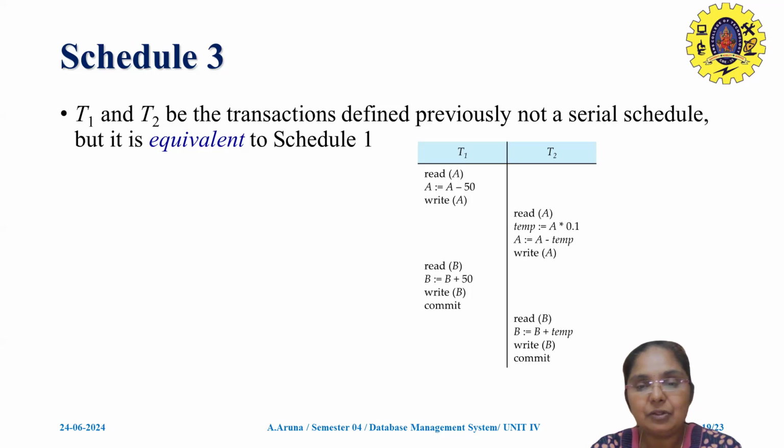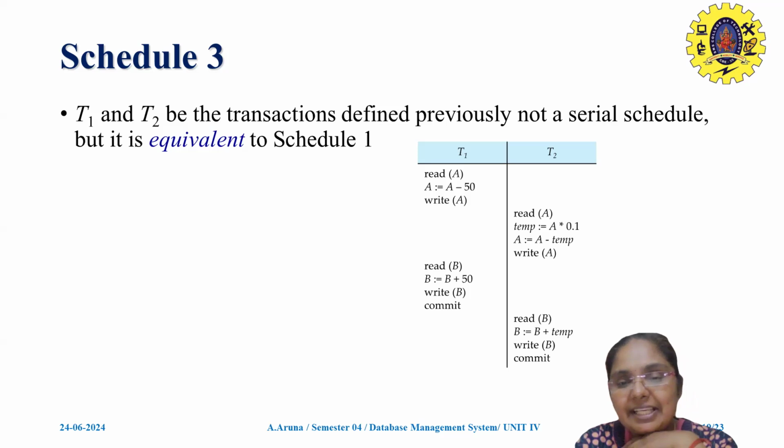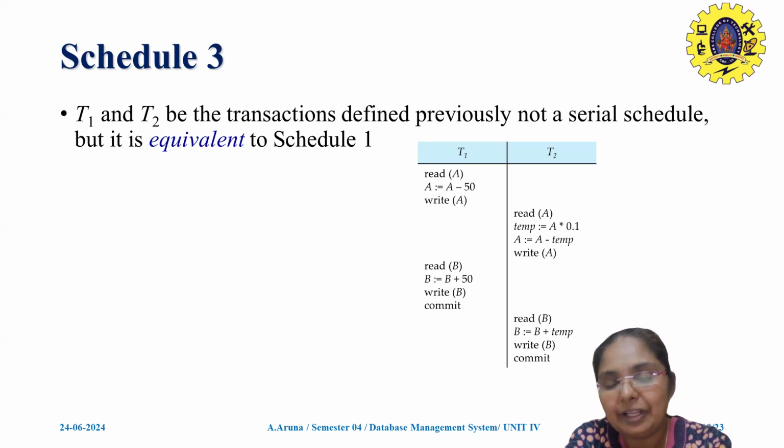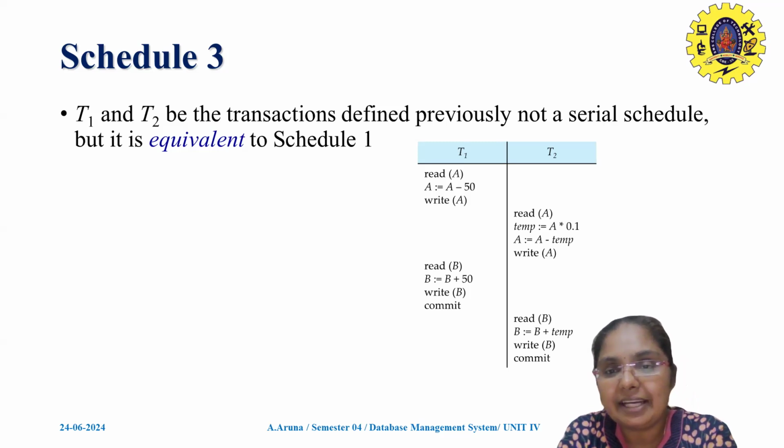It is equivalent to schedule 1, but it is not serial. Why am I saying it is not a serial schedule? There is no continuous processing. It will preempt, it is not non-preemptive. It will leave the resource for another transaction to be executed. After a certain time, your B transaction can be updated. Is it a consistent state? No, definitely it is not a consistent database.